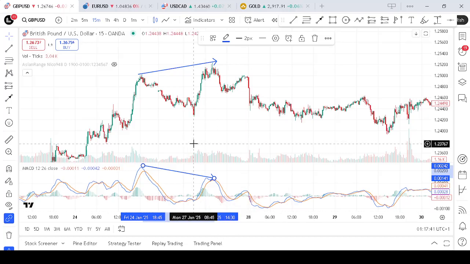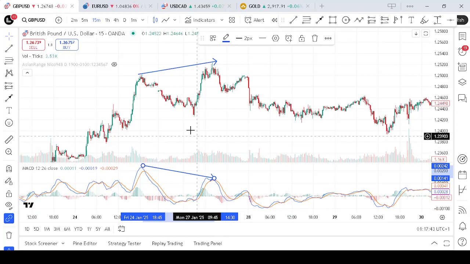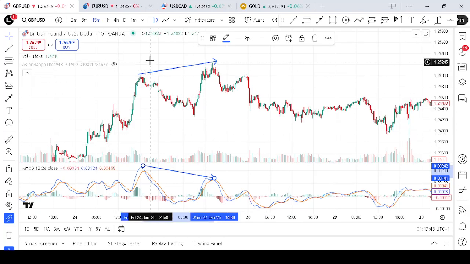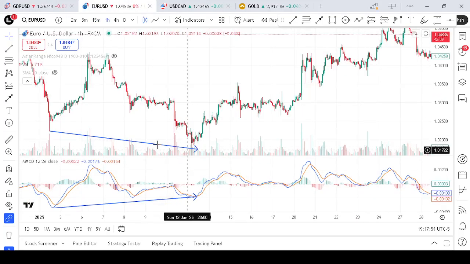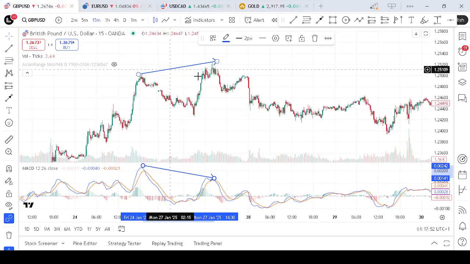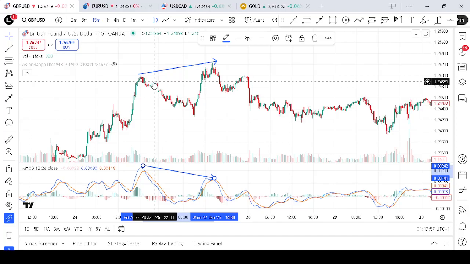This strategy involves identifying potential reversal points in the market and executing trades based on those signals. The first step is to identify bullish or bearish divergence. Like we identify the bullish one here, and this is the bullish one, and we identified a bearish reversal over here. Like we mentioned earlier, divergence occurs when price moves in one direction while the MACD moves in the other direction.